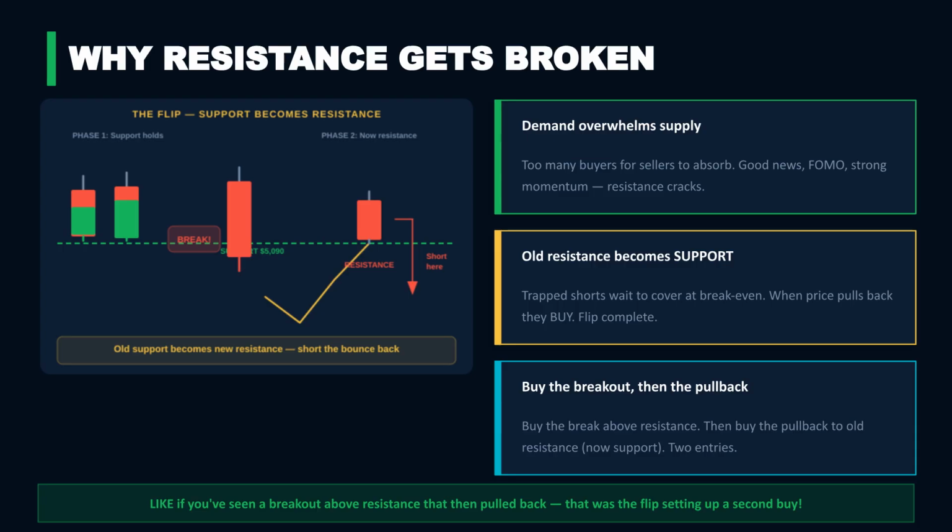And here's what happens next. When resistance breaks, it becomes support. Why? Because traders who sold at resistance are now underwater. They shorted at $5,110, thinking it would hold, and now price is at $5,120. When price does pull back to the old resistance at $5,110, they buy to cover. So old resistance becomes new support. In my trading room, this is a constant play. We're watching these breaks, we're trading them, and we're anticipating the new support and resistance that forms afterward.